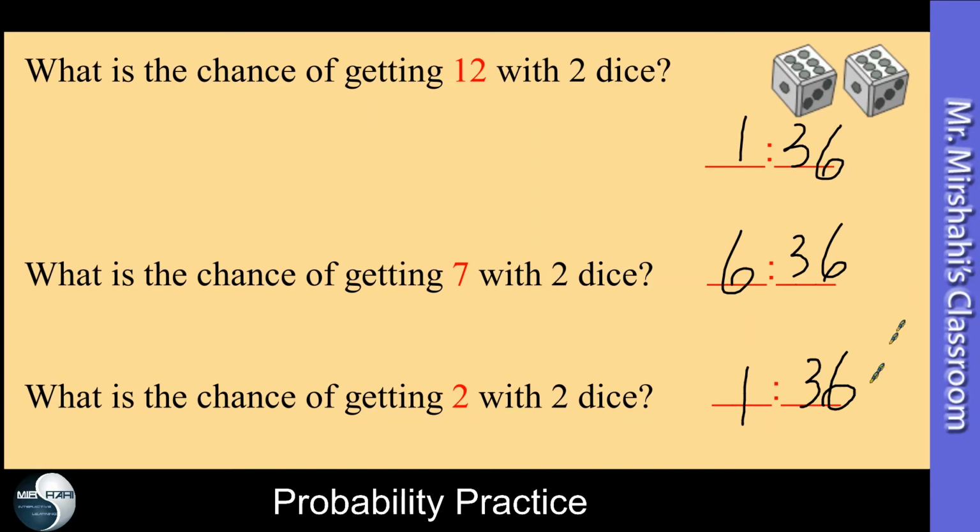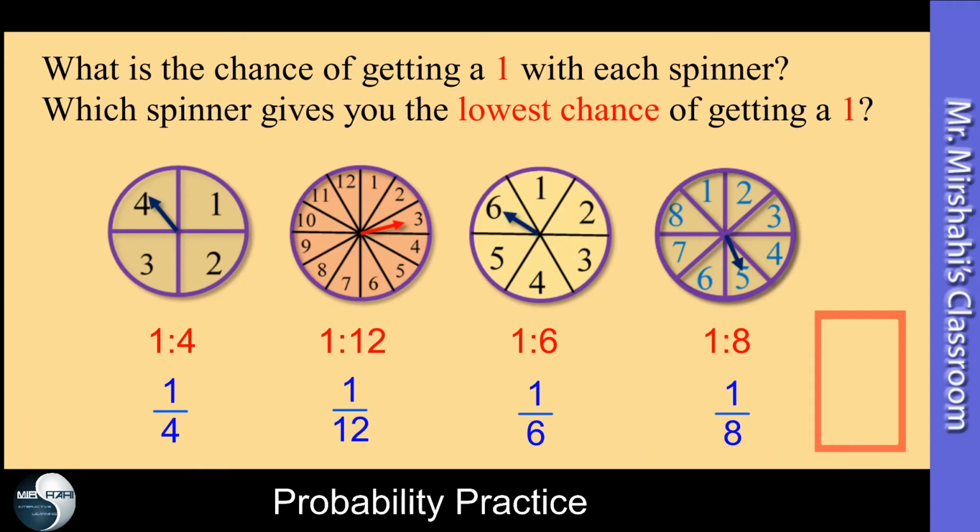They're both least likely to get. So let's move on to the next one. We're looking at spinners. What is the chance of getting a 1 with each spinner? Okay, this one is 1 out of 4, or 1 in 4. This one is 1 in 12. This one is 1 in 6. This is 1 in 8.